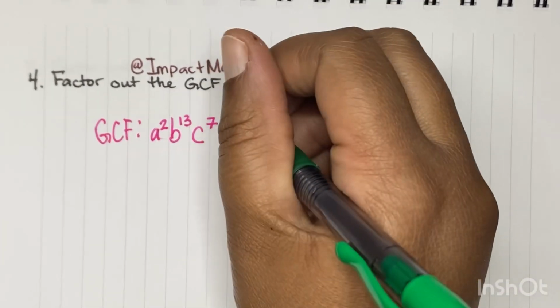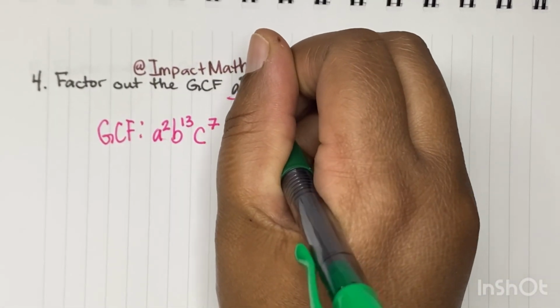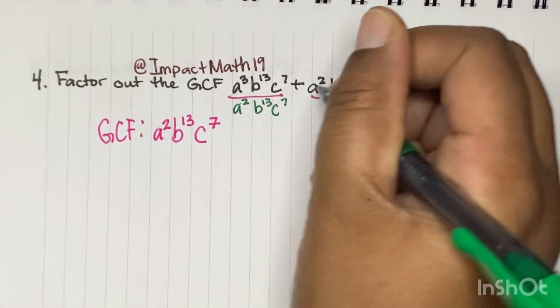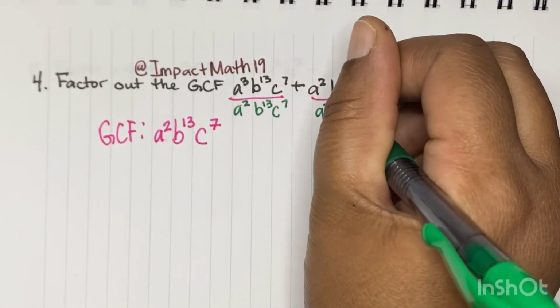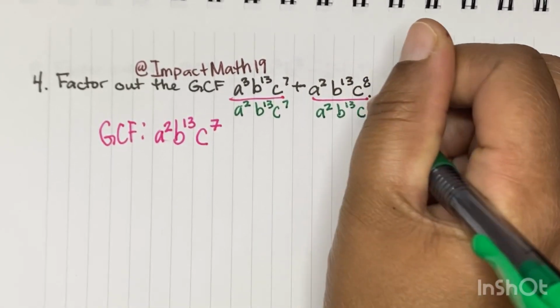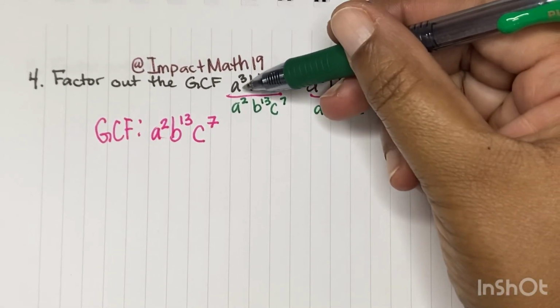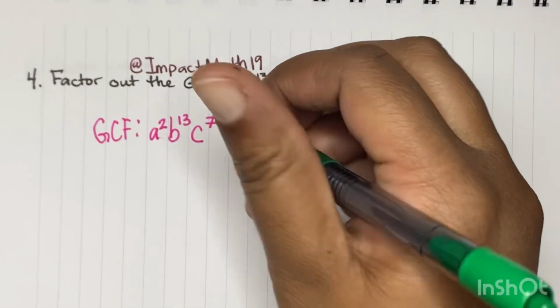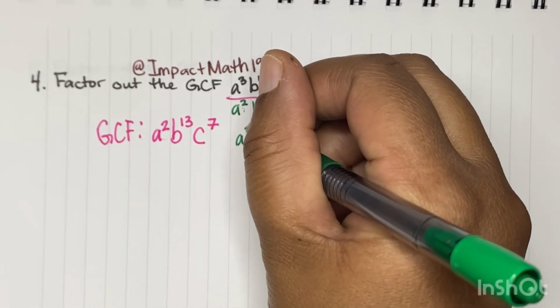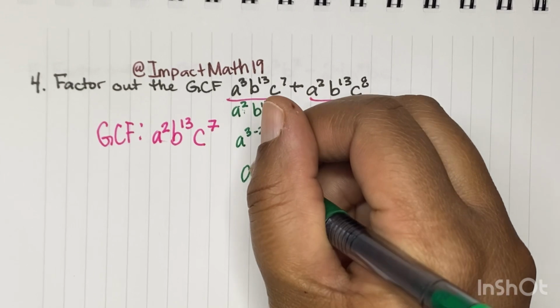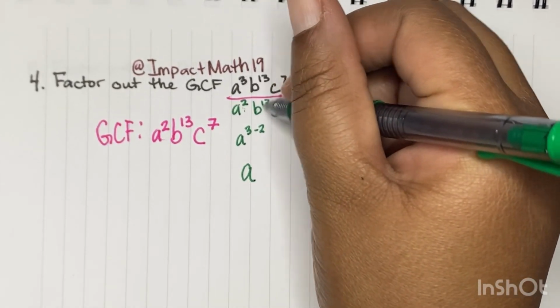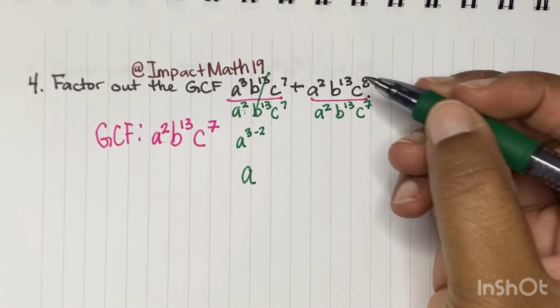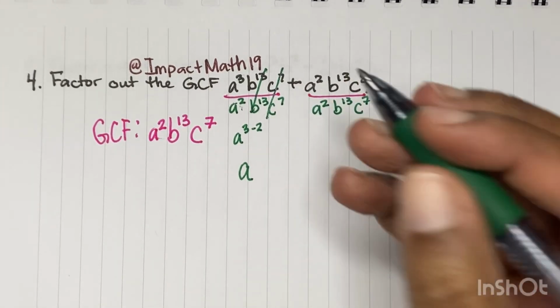okay? So we're going to do A to the 2nd, B to the 13th, C to the 7th, A to the 2nd, B to the 13th, C to the 7th, okay? Now, whenever you divide variables, you have to subtract their exponents. So this becomes A, 3 minus 2, which is just A. B to the 13th divided by B to the 13th cancels. C to the 7th cancels, okay?